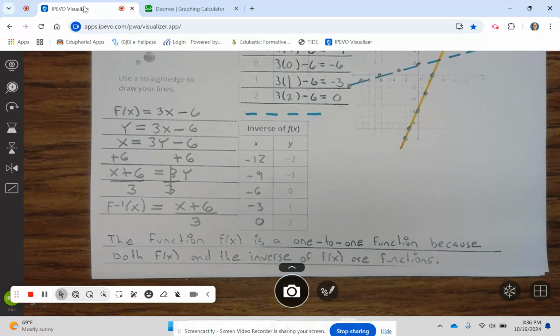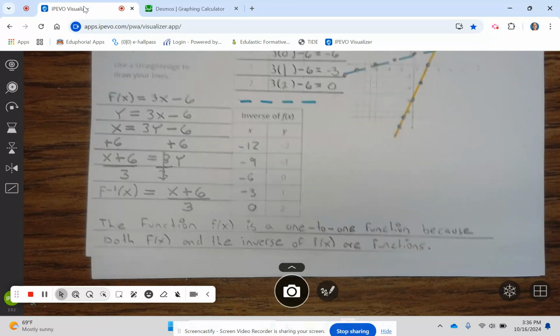And then the last one, determine whether the function is a one-to-one function. Explain your reasoning. The function f of x is a one-to-one function because both f of x and the inverse of f of x are functions. All right, go ahead and finish it up. Let's take a look at the next page.